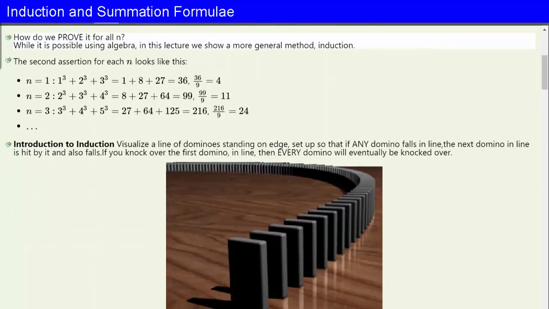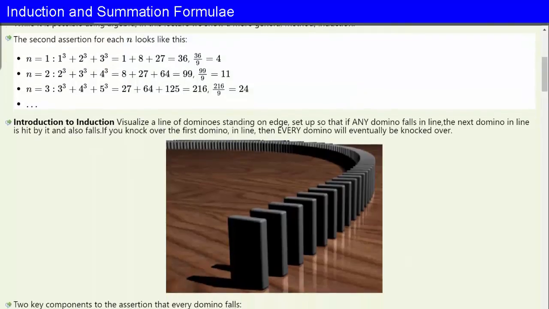But the question is, how do you prove that this formula really works for all n? In section 2.4 of the written notes, we give a very clever method. In this lecture, we show a more general method called induction. Before we get into proofs, let's look at the second statement and see how it looks for various n.